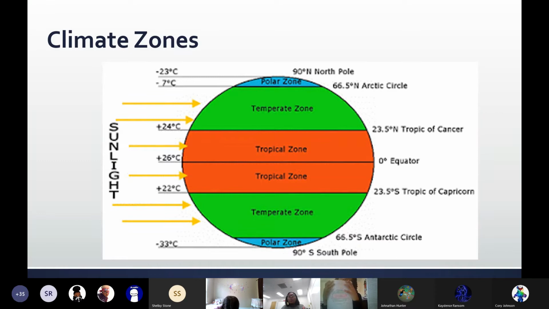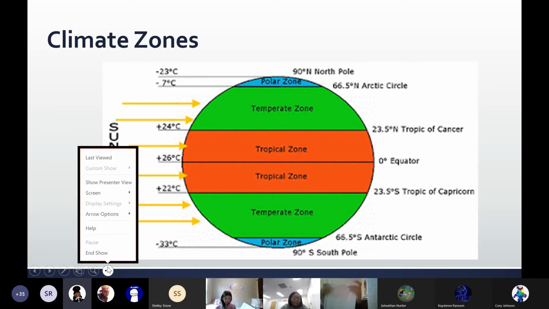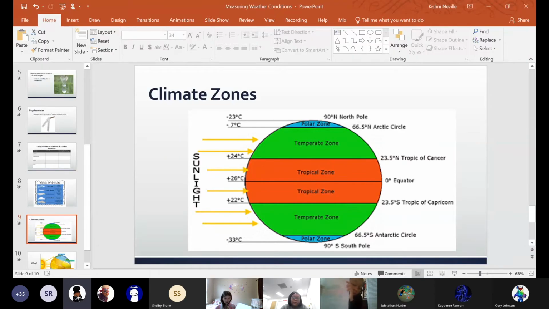So as we're working here today, let's look here at our climate zones. This is where you'll need your colored pencils and crayons. This picture of our Earth needs to take up a full page. Miss Neville, I already did mine. Great. Good. So you don't have to draw it again. But if you've not drawn this, you need to. Great. Please keep yourself muted, guys.